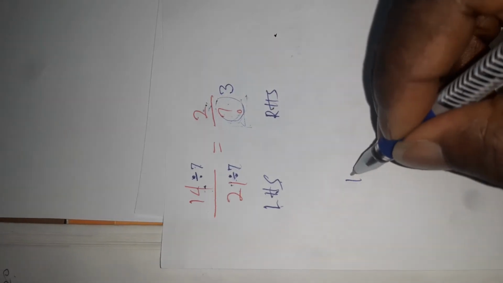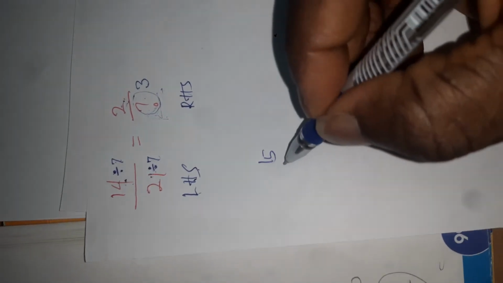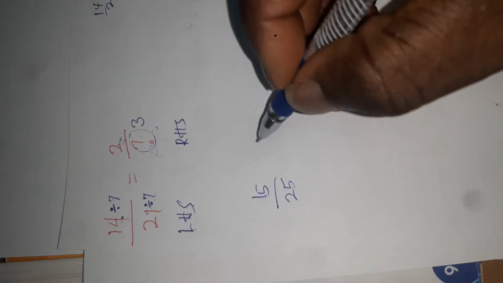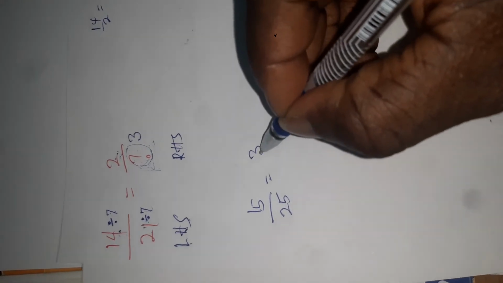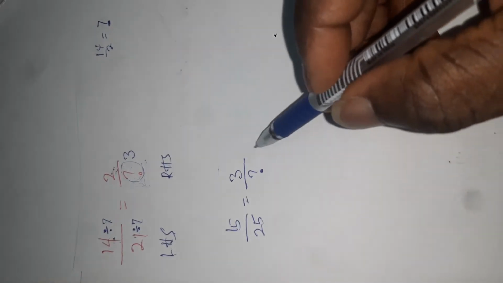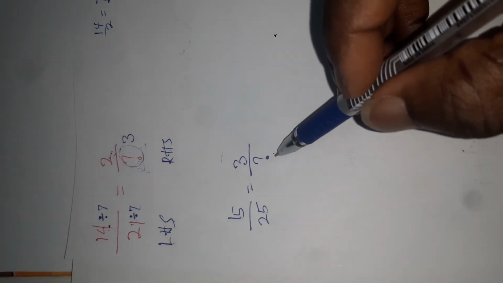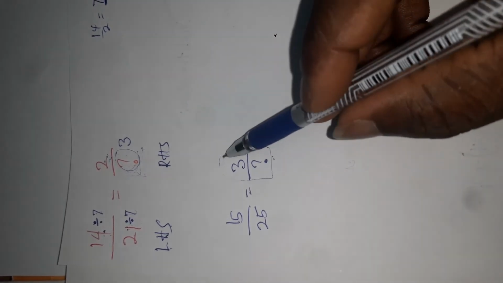Let me take 15, question E. 15 over 25 is equal to 3 over a missing number. Now please pay attention again. You are going to come to where you have the missing number, and it's on your right hand side. So you are going to take this part.